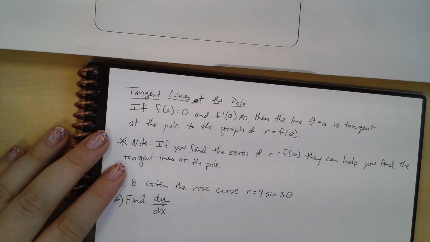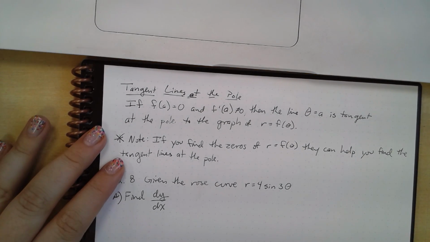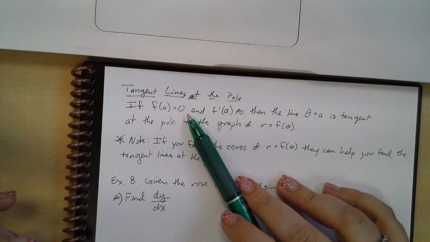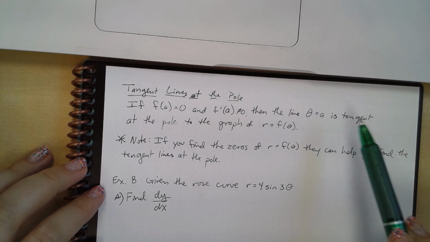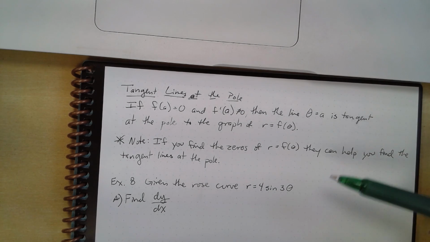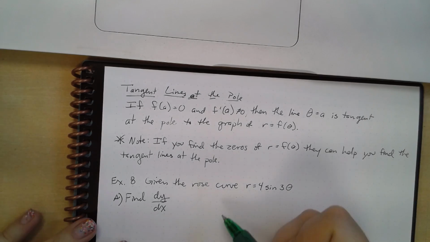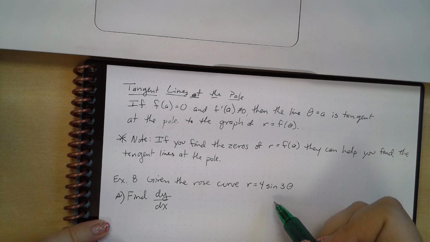Okay? Let's do a little bit more examples here. Tangent lines at the pole. So, if f of a equals 0 and f prime of a does not equal 0, then the line theta equals a is tangent at the pole to the graph of r equals f of theta. So if we find zeros, they can help us find the tangent lines at the pole. So we've been given this rose curve, r equals 4 sine 3 theta.